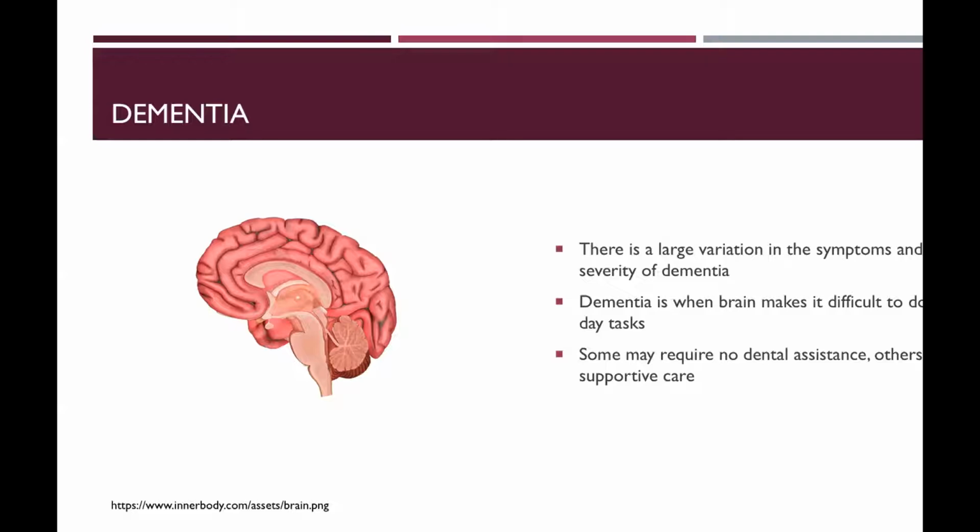And while a number of studies have shown no difference in the amount of plaque buildup in those who have dementia, there's again a very wide variability in the severity of dementia. So typically those who have moderate or severe dementia might need supportive care to maintain oral hygiene, whether that's cleaning their teeth or helping to clean their dentures.